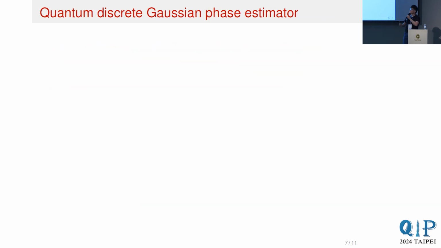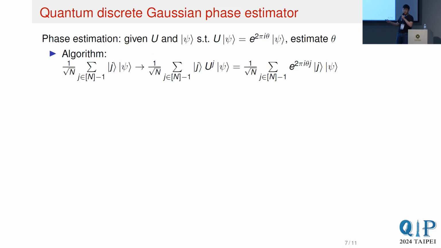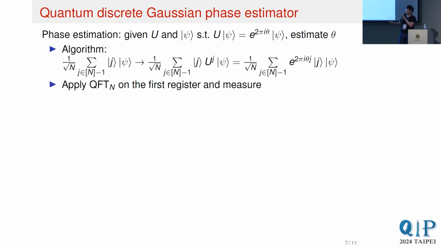Now let's see the first tool, the quantum discrete Gaussian phase estimator. Let's quickly recall what happens in quantum phase estimation. In the quantum phase estimation problem, you are given a unitary U and a quantum state, and your goal is to estimate the theta in e to the 2 pi i theta. In the textbook, we learn the algorithm starting with the uniform superposition and applying the controlled unitary on it. After that, by doing the quantum Fourier transform and measuring, we have a good estimator that, with high probability, has a small additive error.